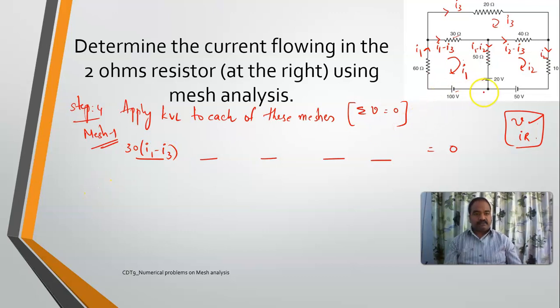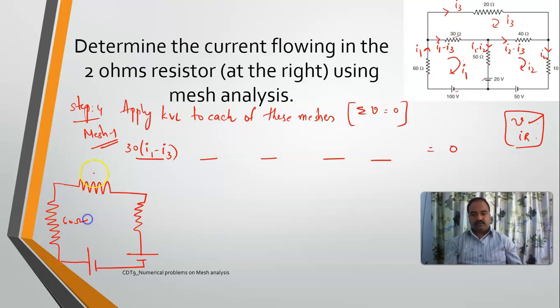Right. So for your sake, I'll draw the circuit here. Right. This is 60 ohms. This is 30 ohms. This is 50 ohms. This is 20 volts. This is 100 volts. Right. This was the current I1 minus I3. This current was I1 minus I2. And this current was I1. I'm moving in this direction. So this is my first one, 30 into I1 minus I3.